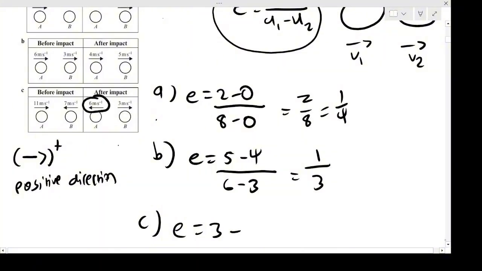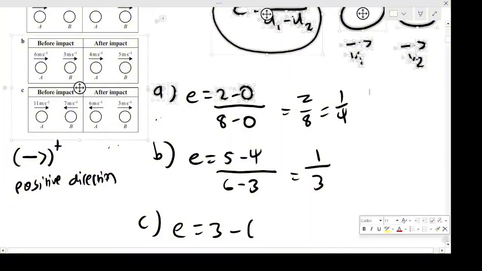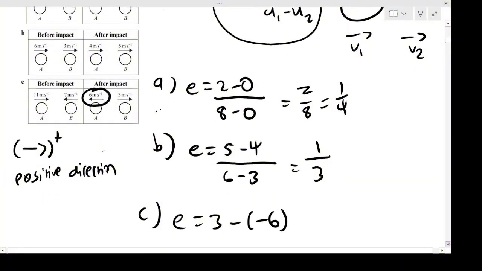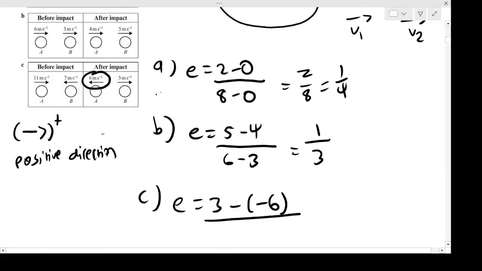However, 6 is going in the sort of negative direction. This speed here, 6, that's going to the left. That's in the opposite direction. It's in the negative direction, right? Because remember, we're taking forwards to be the positive direction. So minus of -6. Okay, and there we are. So we need to pay attention to things in the negative direction.